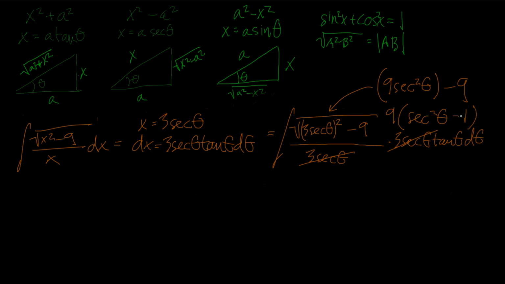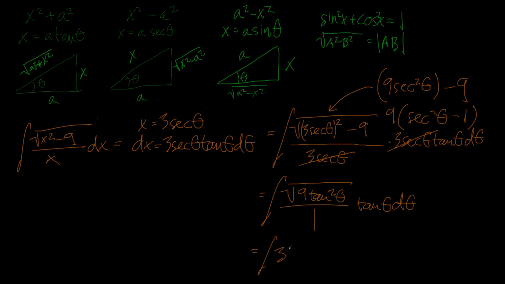Okay? And secant squared theta minus 1, according to the Pythagorean trigonometric identities, is just tangent squared theta. So this entire expression, in terms of theta, can be rewritten as the square root of 9 tangent squared theta, over 1, because that 3 secant theta and that 3 secant theta got canceled out, times tangent theta d theta. And this can be rewritten as the integral of 3 tangent squared theta d theta. All I did was use my square root of the product of squares rule, and I got a 3 here and a tangent theta there. So I got 3 tan theta d theta, and then I multiply those tan thetas together to get 3 tan squared theta d theta.